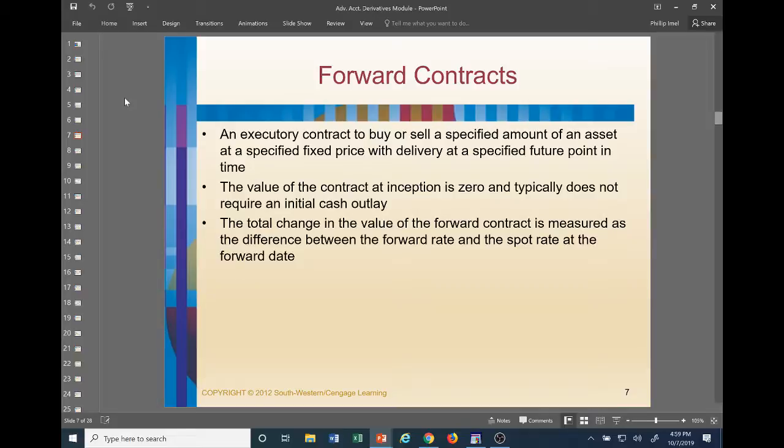Now, the value of a forward contract is zero at inception and typically does not require an initial cash outlay. However, over time, the movement in the price or rate of the underlying results in a change in the value of the forward contract. So the total change in the value of a forward contract is going to be measured as the difference between the forward rate at inception of the contract and the spot rate at the forward date.